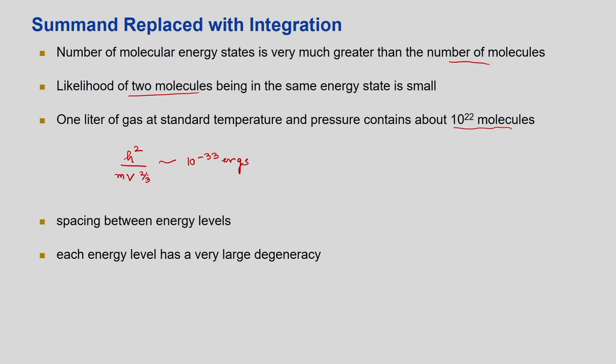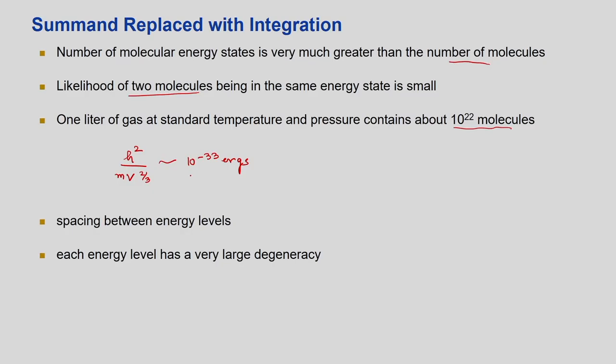If you see, this order of energy is so small that we can say the number of possible accessible energy states is pretty large compared to the number of molecules. Because such is the difference between two energy levels, it can have access to any of the energy levels. Plus, in addition, each energy level has a very large degeneracy. So, it can have access to a separate energy level as well as energy states within that level. So, it has a whole range of choice for occupying a single energy state.